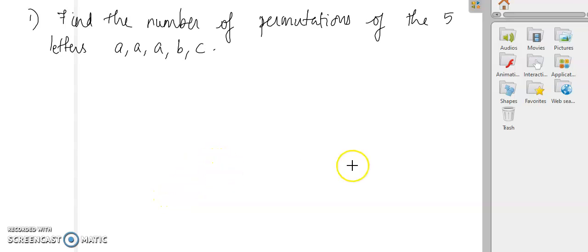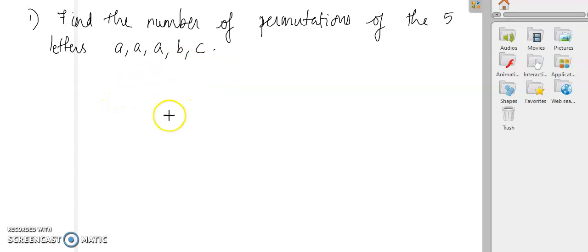Hello, so in today's class, we will look at this problem. The question is to find the number of permutations of 5 letters A, B and C. Here you need to arrange 5 letters where 3 of them are repeating. So this is a kind of permutation where some objects are repeating.